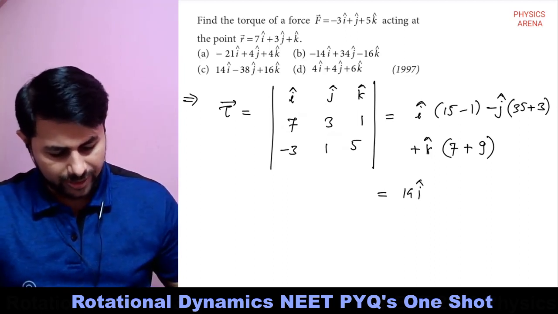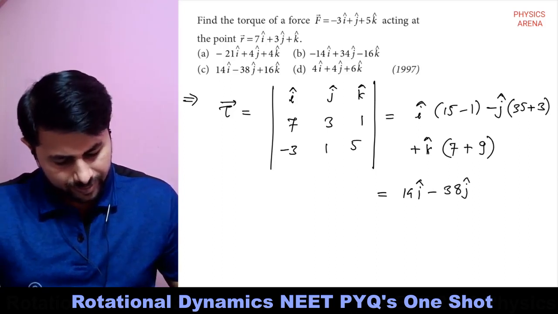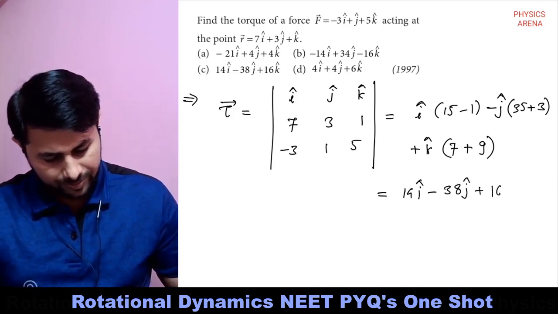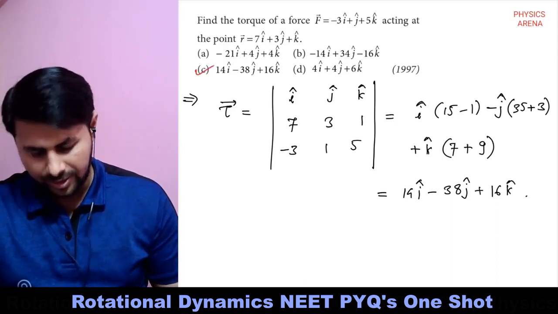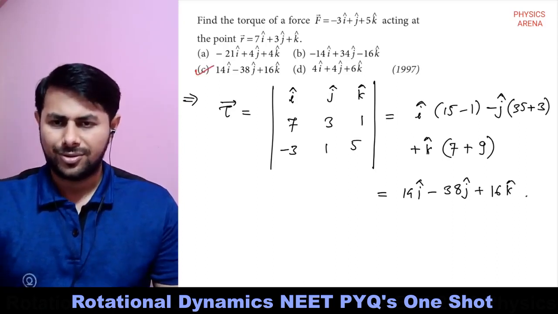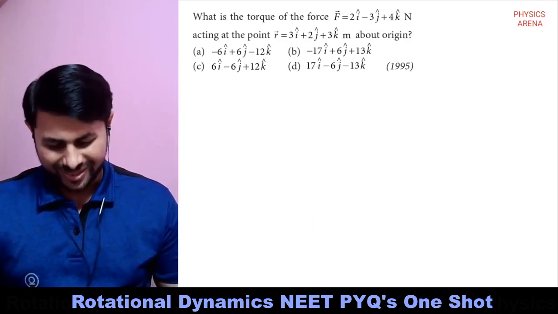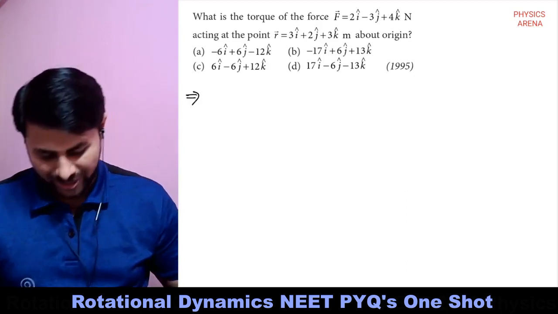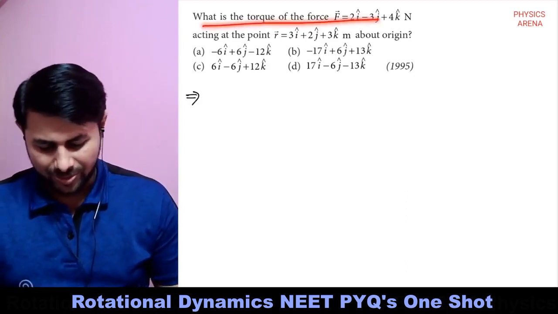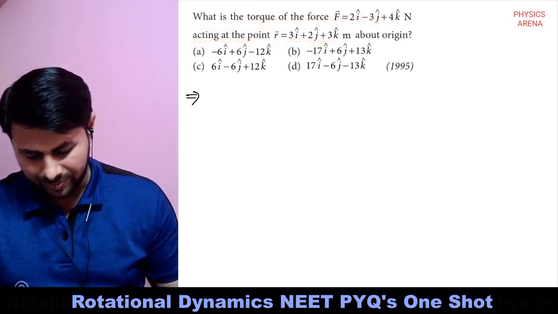Then 35 plus 3 minus 3 J cap plus 16 K cap plus 16 K cap. So option C is the answer. Okay. The next one, again the same question. Okay, so let's do one more vector product. What is the torque of this force acting at a point, about the origin?